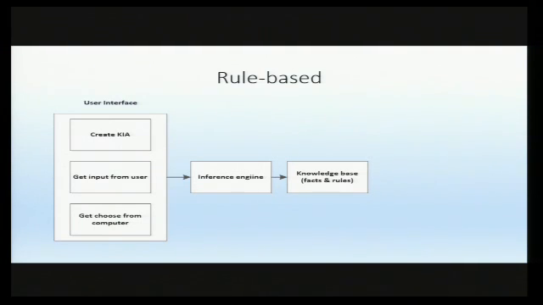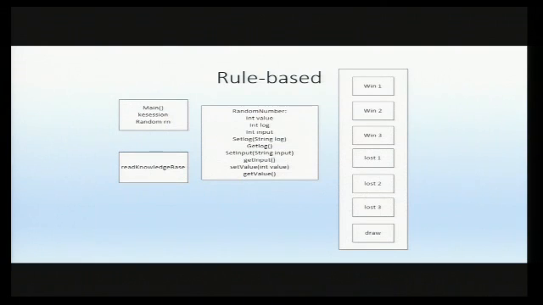It is a rule-based engine for this architecture, and first we create the KIE. The KIE is the application program interface. It can connect the user interface to the knowledge base. The second part is getting the input from the user and the truth from the computer. Then the user interface will connect to the knowledge base. Like if you input 1 and the computer chooses 1, then it will match the rules and come to the output. And this is the class diagram.